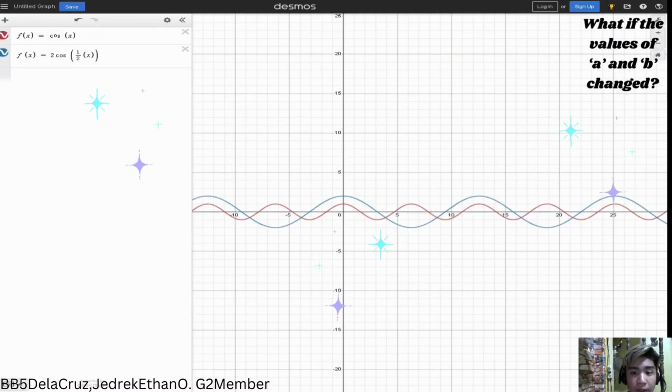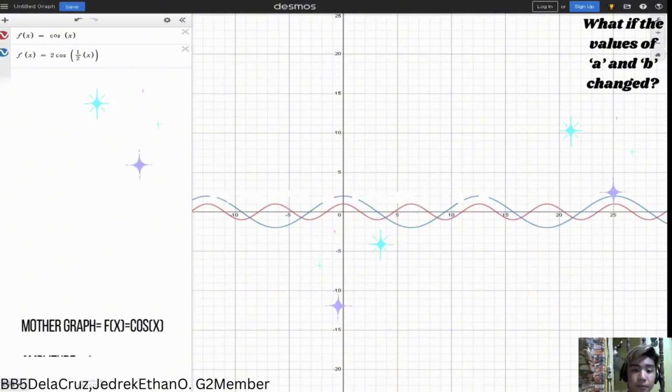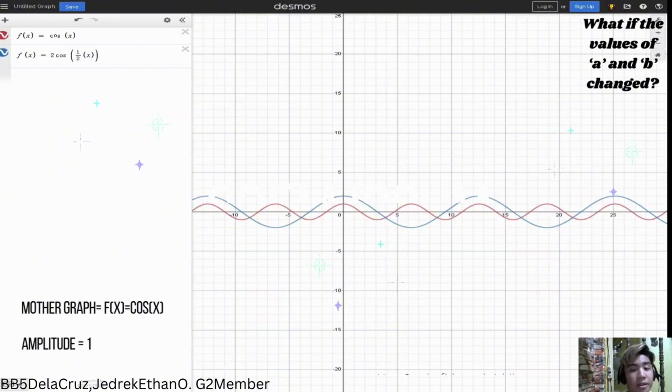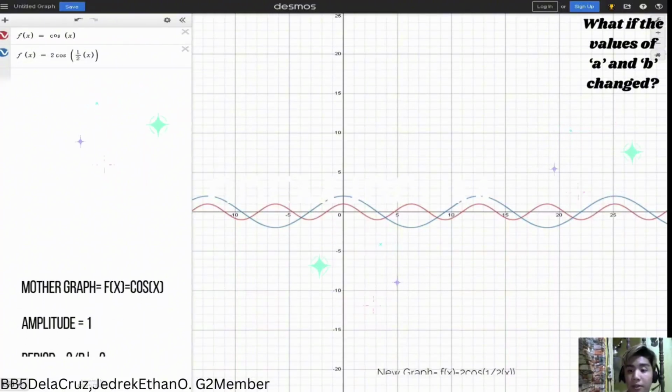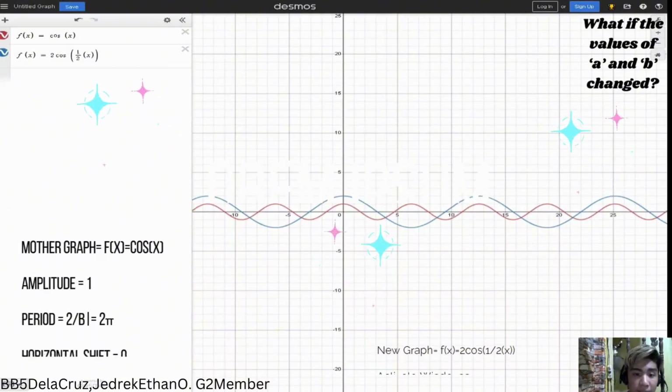Changing f of x is equal to a cos open parenthesis b x minus c close parenthesis plus d has several effects. Adjusting a will change the amplitude of the graph. Increasing a will result in a taller graph, while decreasing a will make it shorter.